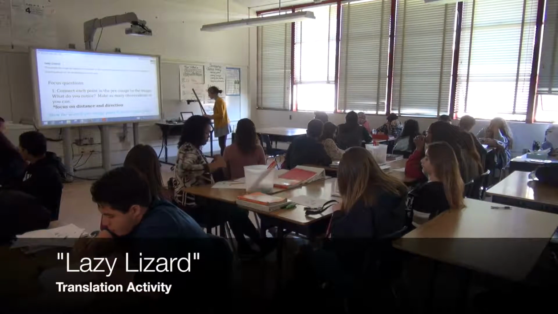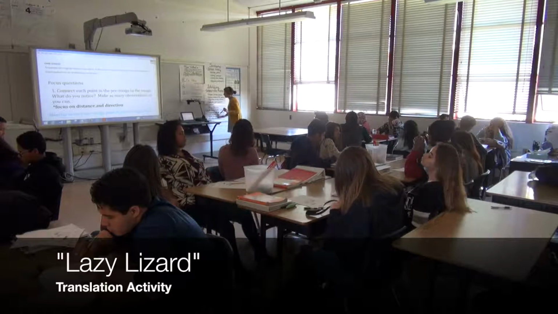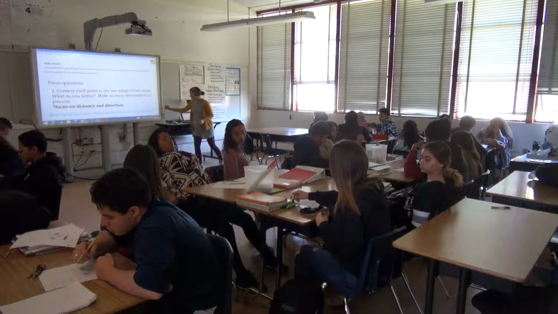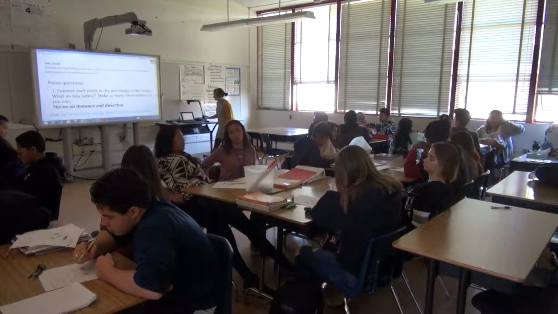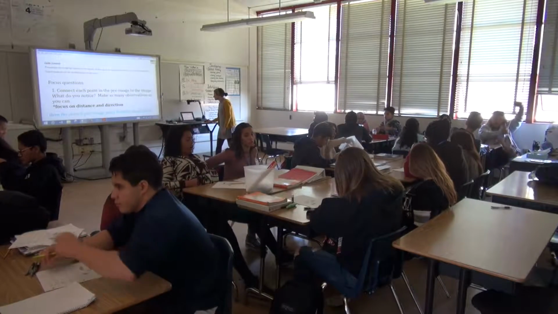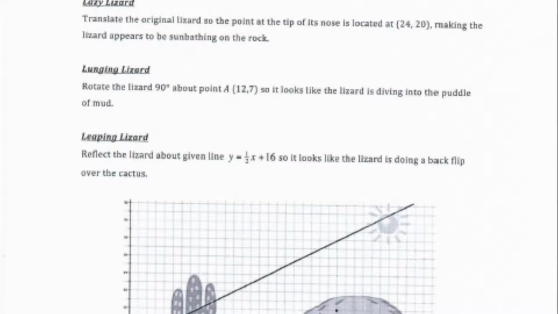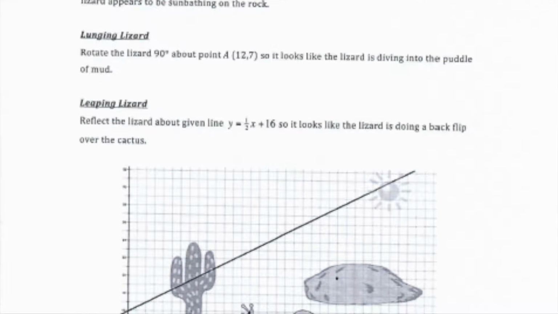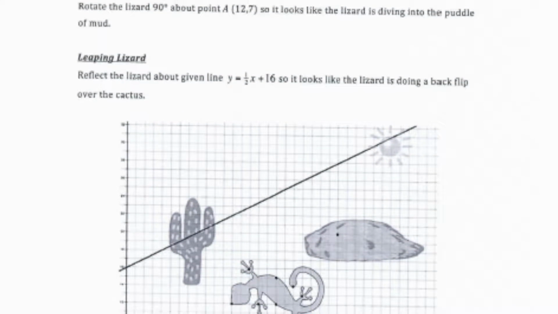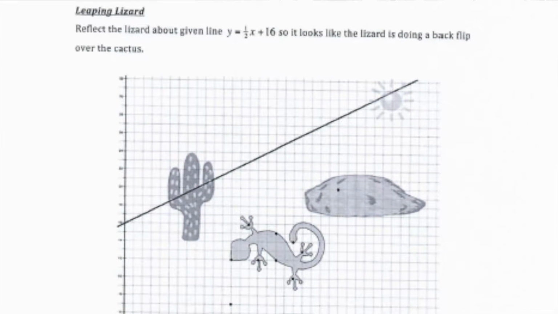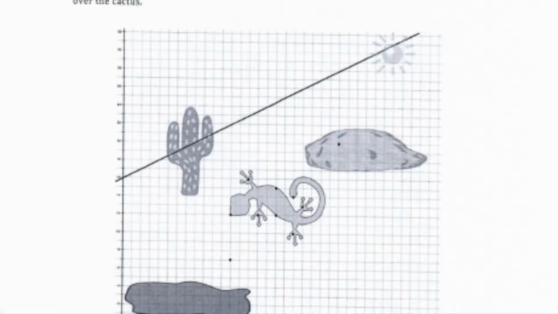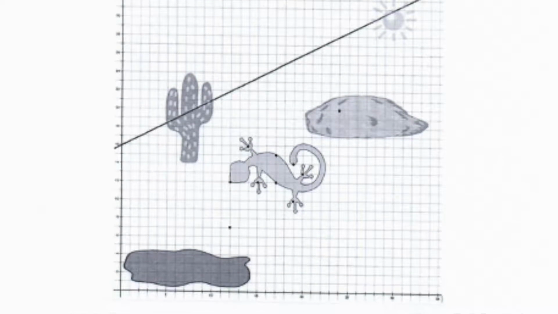A lazy lizard. So you're going to translate the original lizard so that the point at the tip of its nose is located at (24, 20), making the lizard appear to be sunbathing on the rock.